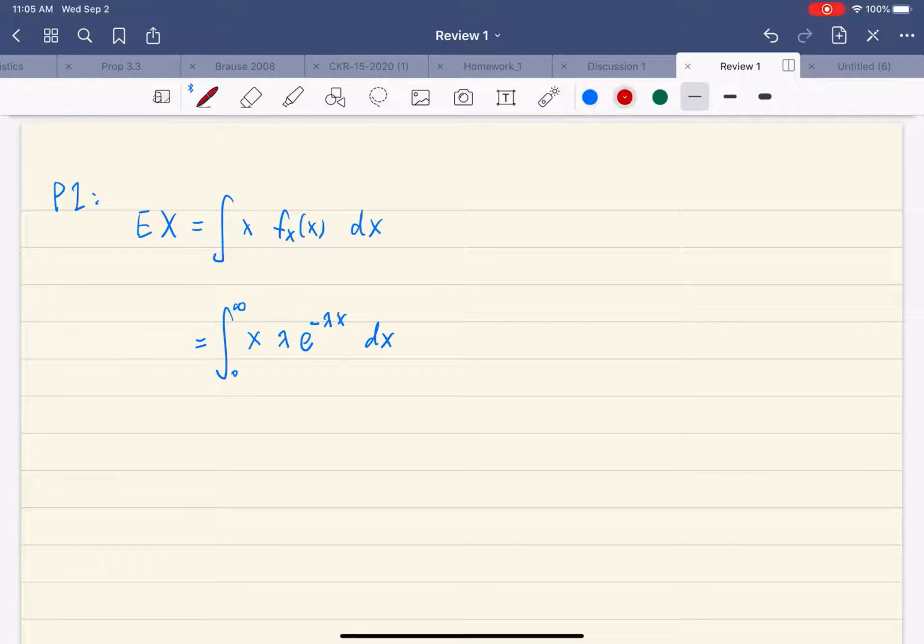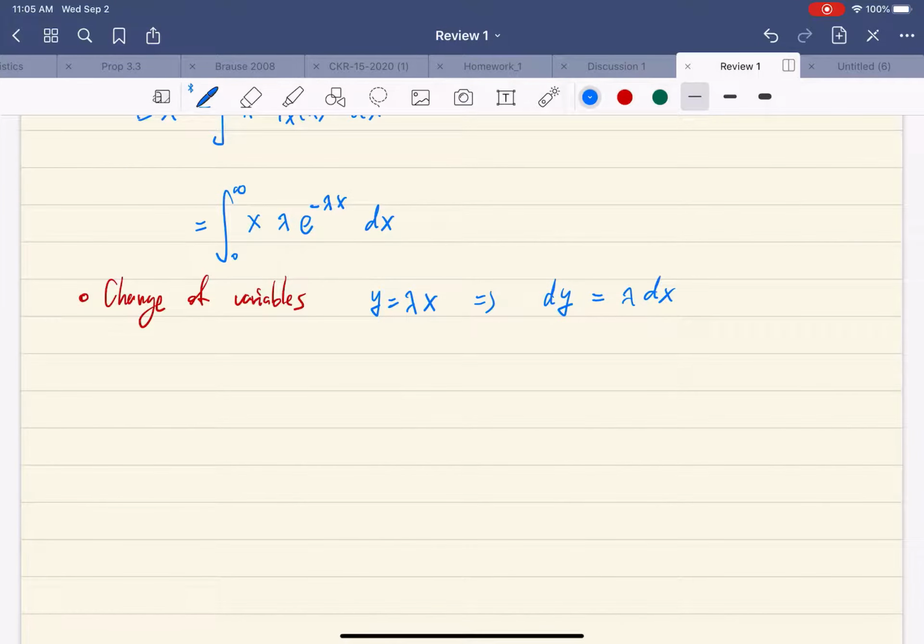The first step, we want to do the change of variable. We let y equal lambda x. So that means dy equals lambda dx. Okay. So we do the change of variable, we get the integral from 0 to infinity of y e to the negative y dy, and here we have a 1 over lambda. Okay.